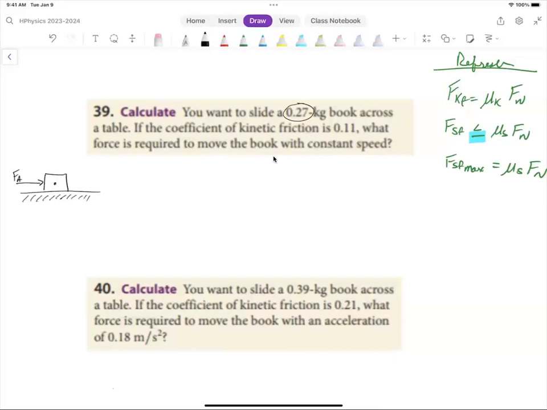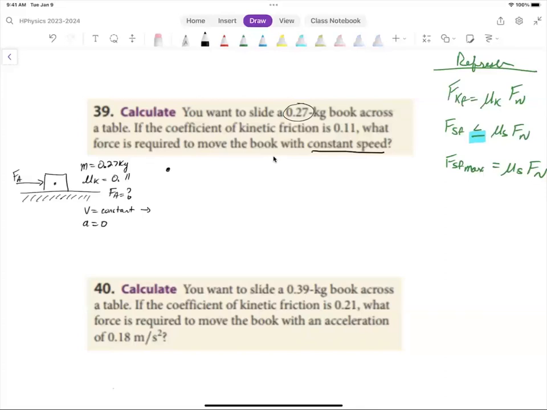I know the mass is 0.27 kilograms. That's in kilograms, so I don't have to convert. They told me that the coefficient of kinetic friction was 0.11. They're asking how much applied force is required to move the book with a constant speed. Constant speed is a very important phrase. V is constant, the way I drew it, to the right. If I have a constant speed, then acceleration is 0.